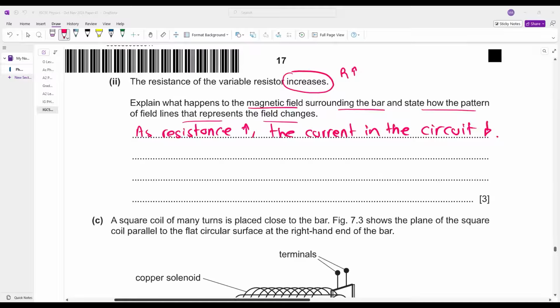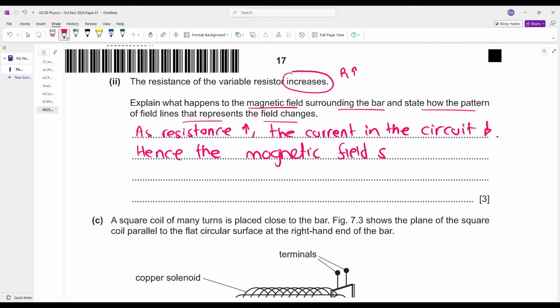Yes, the magnetic field strength decreases. The current in the circuit decreases. Hence, the magnetic field strength decreases. और magnetic field strength decrease होगी तो क्या होगा? हाँ जी, as the magnetic field strength decreases, क्या होगा? The magnetic field lines will move away from each other.